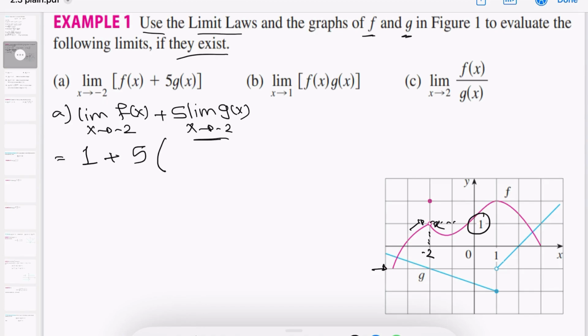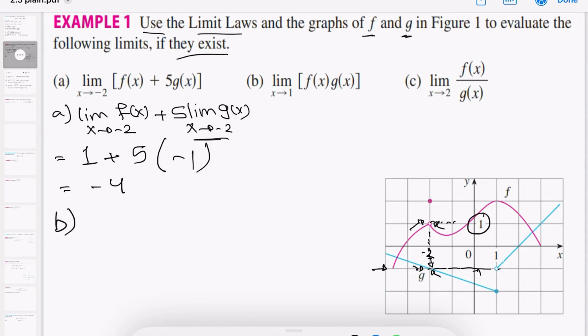So what's the limit of the function g when x goes to minus 2? Here is the function g, here is minus 2, and here is the function g. I can go down there and clearly see that the limit of the function g from the right and from the left are equal to each other, and it's equal to minus 1. So we're going to have 1 plus 5 times minus 1, and this gives us minus 4.